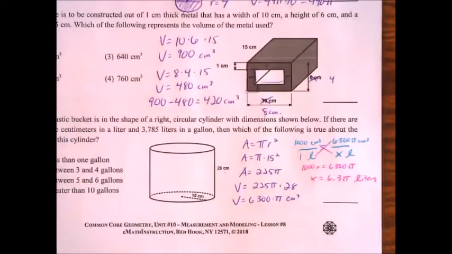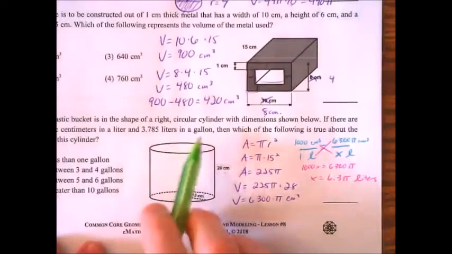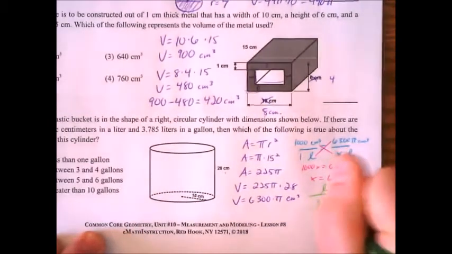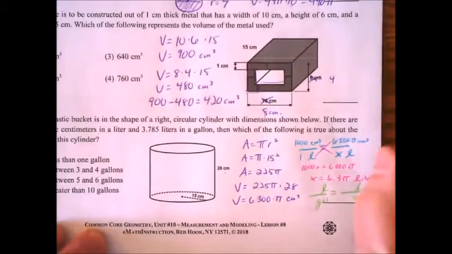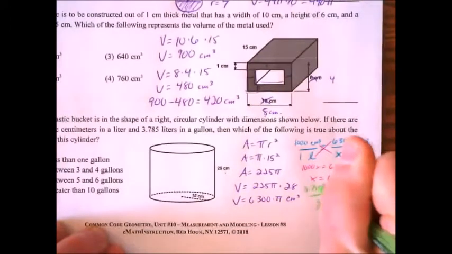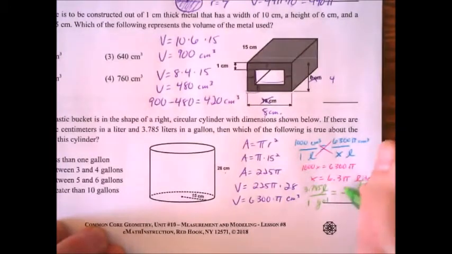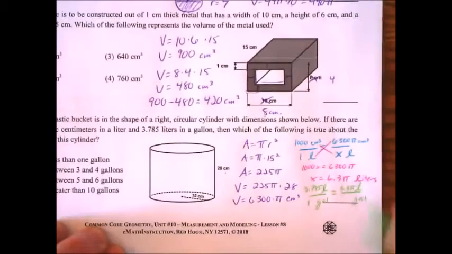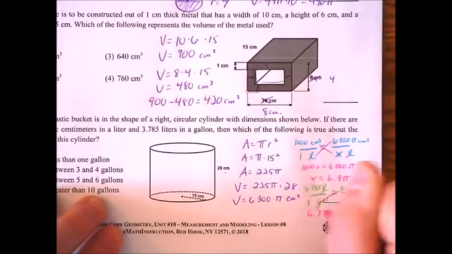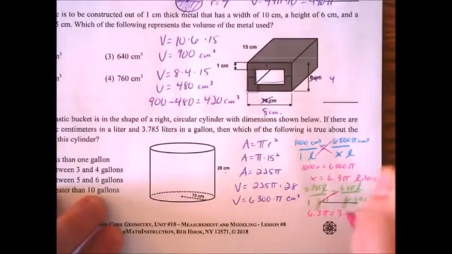All right, next we need another proportion to turn liters into gallons. Okay. So line, equal sign, line, we're going to change liters to gallons. It tells us here that it's 3.785 liters per 1 gallon, and we have 6.3 pi liters here. So how many gallons? I'm going to call that G. So again, we're going to cross multiply. We get 6.3 pi is equal to 3.785 G.